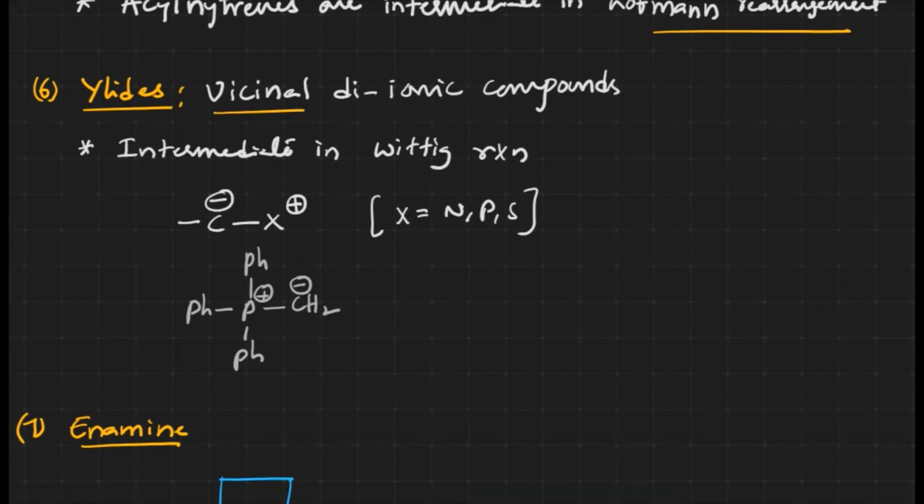Now let us see about ylides. Ylides are nothing but vicinal dipolar compounds, known as ylides. Vicinal means what? 1-2 positions. 1-1 positions are known as geminal positions. We know that. They are intermediates in Wittig reactions.